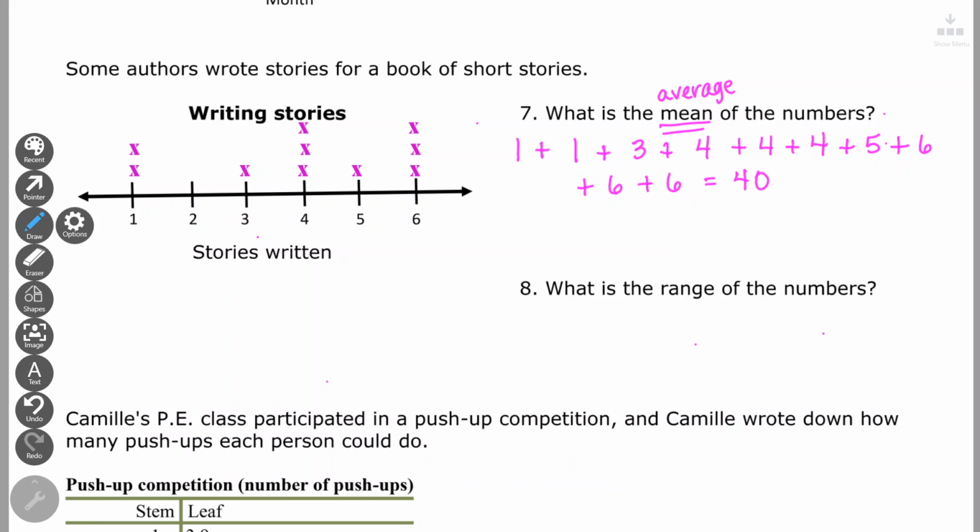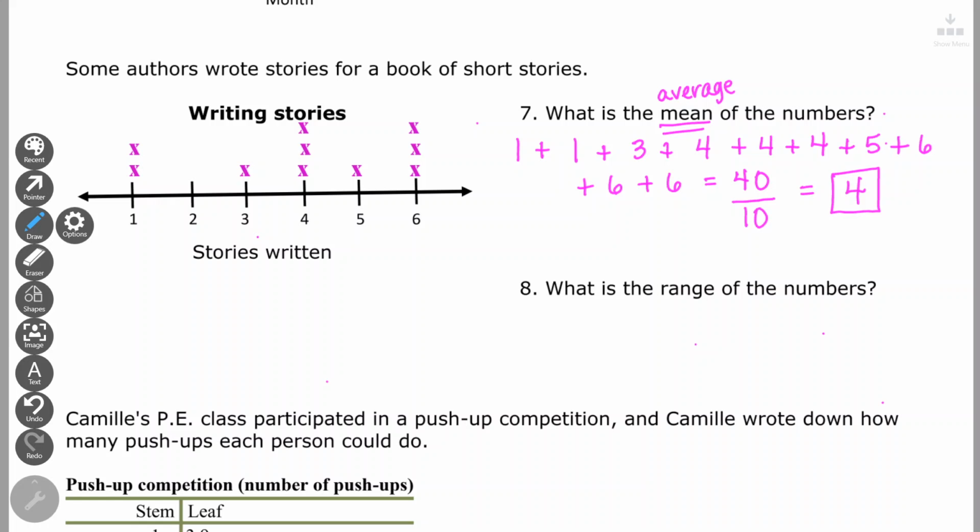Now we have to divide by the number of numbers in the data set. How many x's do you see? Let's count them. 1, 2, 3, 4, 5, 6, 7, 8, 9, 10. So there are 10 data points or data entries. So 40 divided by 10 would be 4. So the mean would be 4.